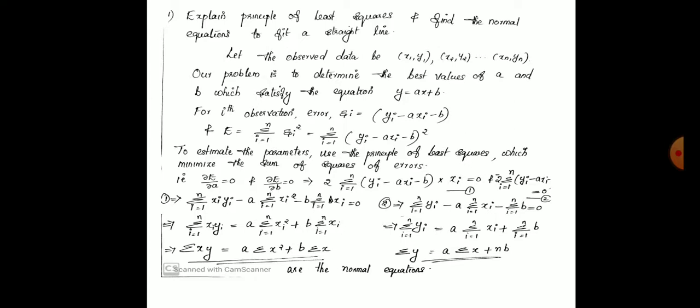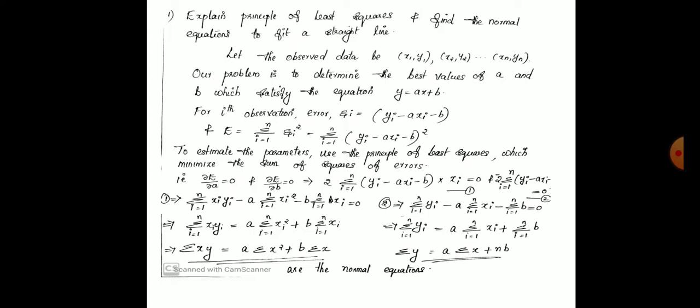First, we have to consider fitting of a straight line. That is, explain the principle of least squares and find the normal equations to fit a straight line. How to fit a straight line? Let the observed data be, this is a general problem, x1, y1, x2, y2, etc. xn and yn. Our problem is to determine the best values of a and b which satisfy the equation y is equal to ax plus b, which is considered the general equation of a straight line.